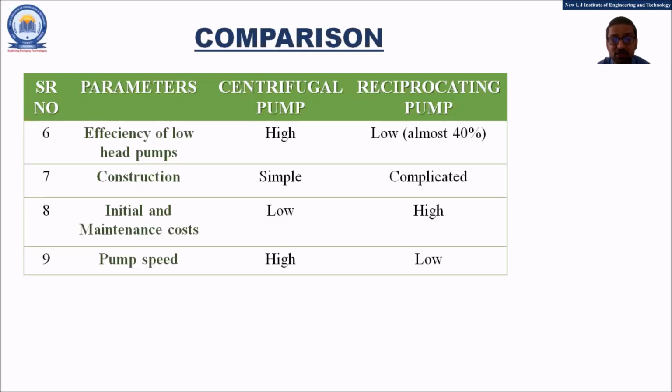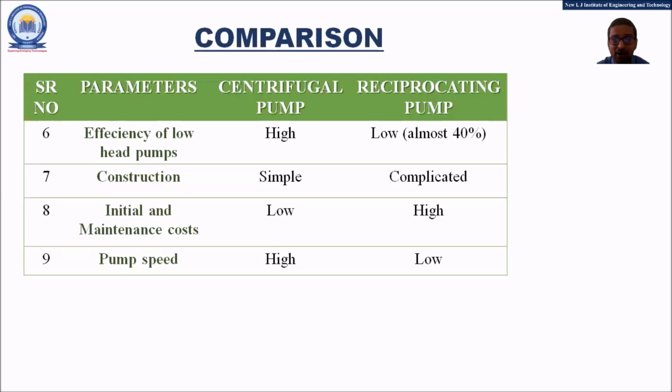Considering the construction of both these pumps, the centrifugal pumps are considered to be simple in construction, but the construction of the reciprocating pump is complicated. Next point, that is the initial and the maintenance cost. The centrifugal pumps have the lower initial and maintenance cost, while the reciprocating pumps have comparatively higher initial and maintenance costs.